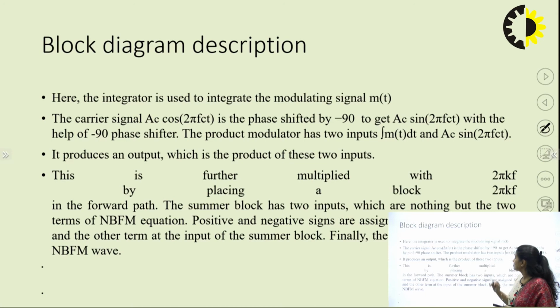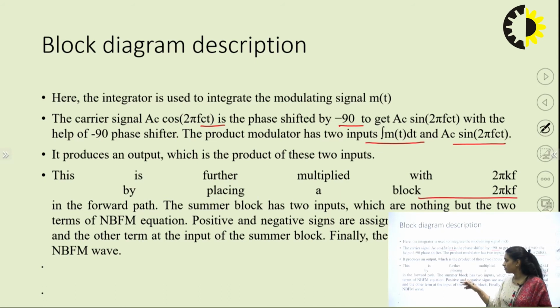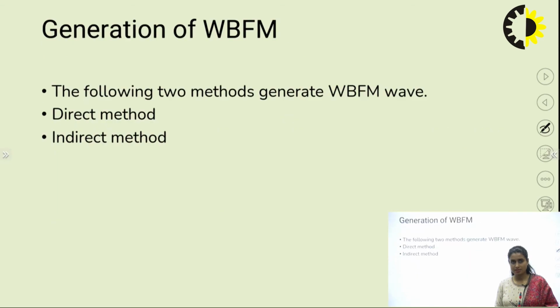Here the integrator is used to integrate the modulating signal m(t). The carrier signal is phase shifted by minus 90 degrees to get Ac sin 2 pi fct with the help of the minus 90 degree phase shifter. The product modulator has two inputs, this and this, and it produces an output which is the product of these two inputs. This is further multiplied with 2 pi kf by placing a block. In the forward path, the summer block has two inputs, which are nothing but the two terms of the narrowband equation. Okay, we already discussed it, right?